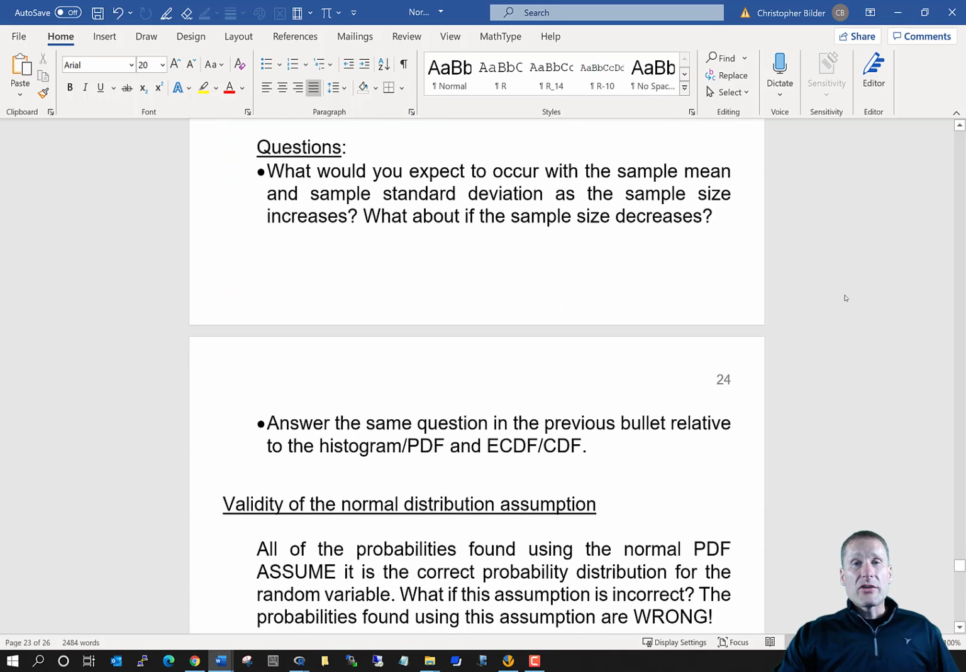So we have some questions here. I would like you to answer these on your own. These correspond to questions similar to what we've had before, in terms of what would you expect to have happen with the sample mean and that sample standard deviation if we were to increase the sample size.